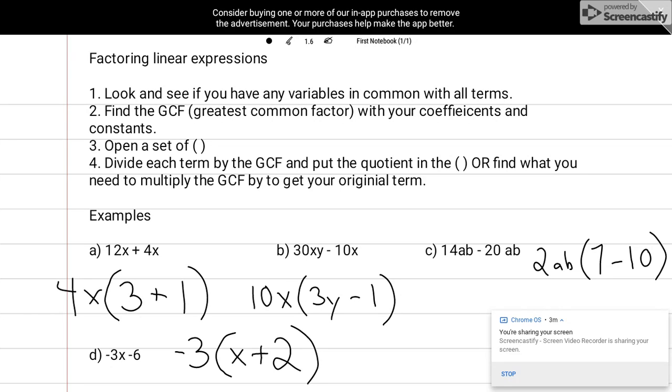Let's say you want to check to make sure you factored correctly. Distribute. If you get the same term that you started with after you distribute, that means you did it correctly. That's called checking your solution.